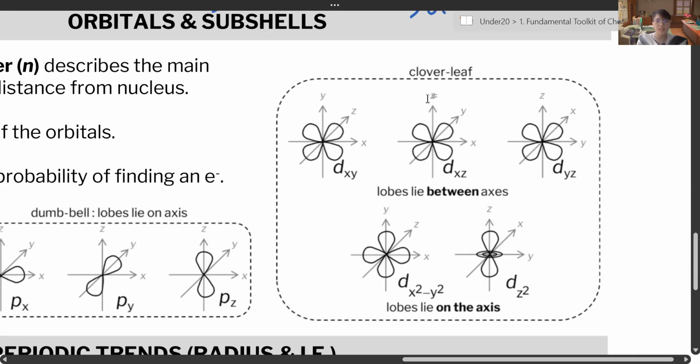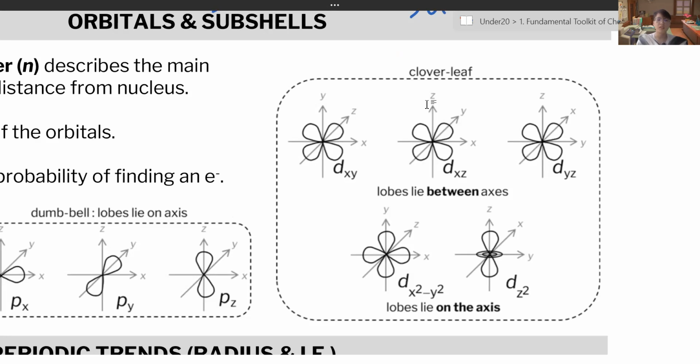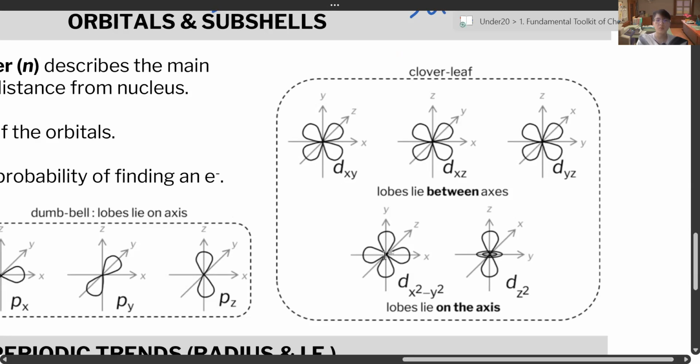The next one is the squares. When you see a square, it tells you that the lobes lie on that axis itself. Okay, so x squared minus y squared means that the lobes lie on the x and the y axis. If z squared, it lies only on the z axis. And this one is a bit special. It has these 2 rings here. Okay, so don't forget to draw those.